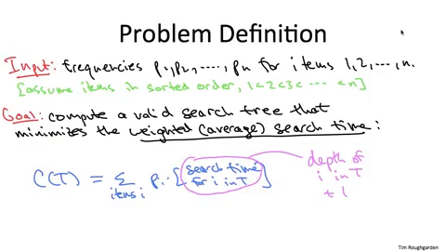The goal is to output a search tree. It should satisfy the search tree property. It should contain all of these objects 1 through n. And amongst all such search trees, it should minimize the weighted search time. So the sum over all of the items i of the probability of i times the search time for i, namely its depth in the tree plus 1.